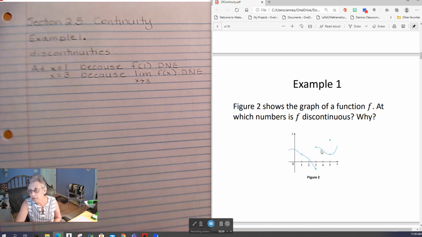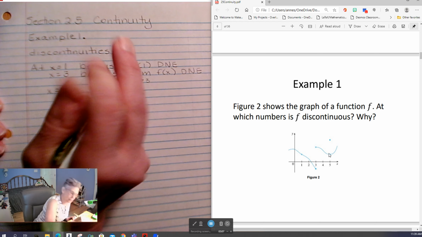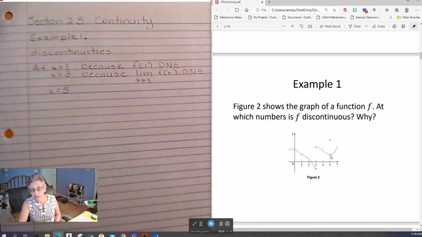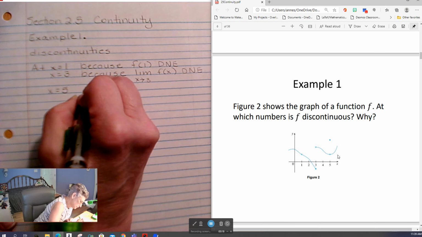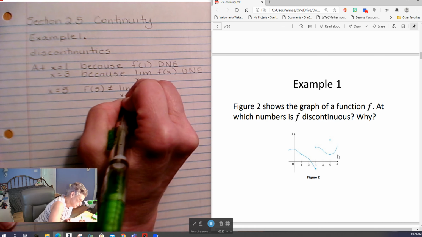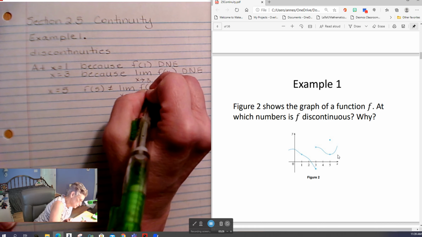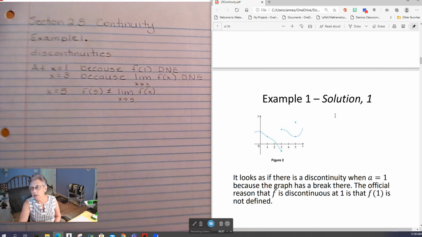Moving on from left to right, the next discontinuity I see is at 5. The limit exists at 5. The function exists at 5. 5 is in the domain, but the limit does not equal the function. So that is how I will expect you to justify your answer when you're telling me that a function is discontinuous at a point.